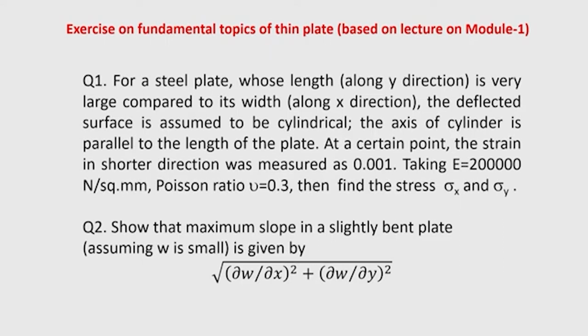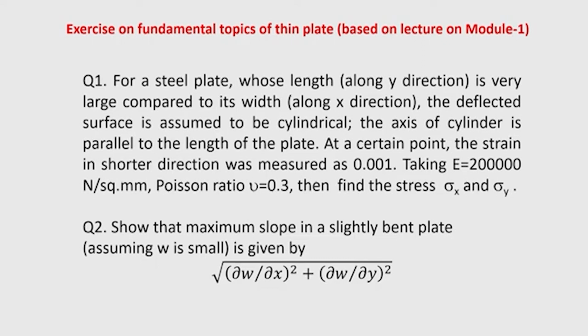At a certain point, the strain in shorter direction was measured as 0.001. Now, taking modulus of elasticity, Young's modulus of elasticity as 2 into 10 to the power 5 Newton per square millimeter, Poisson ratio as 0.3, we require to find the stresses, normal stresses sigma x and sigma y. Okay. So, that is the first problem.